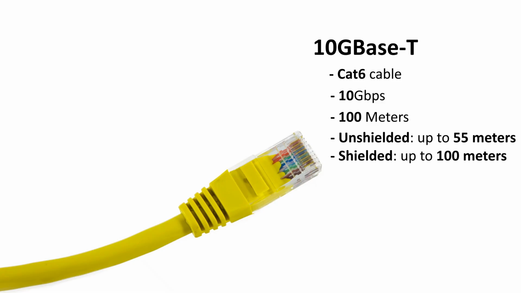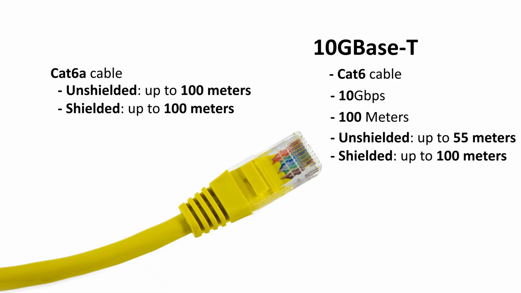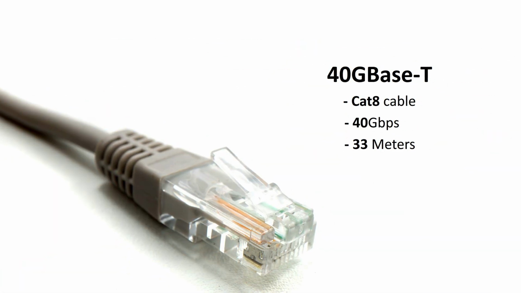And if you're wishing the unshielded version also worked at 100 meters, don't worry. Cat6A came right after, and it supports 100 meters whether shielded or unshielded. Next up is 40GBASE-T, which has 40 gigabit per second of speed and uses Cat8 Ethernet cable. But can it reach 100 meters? No. Its maximum length is 33 meters.